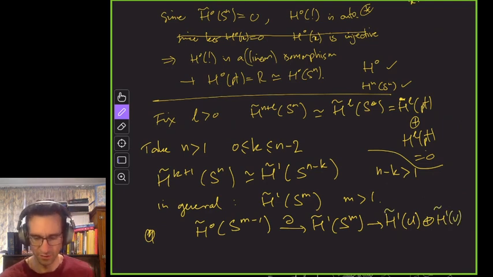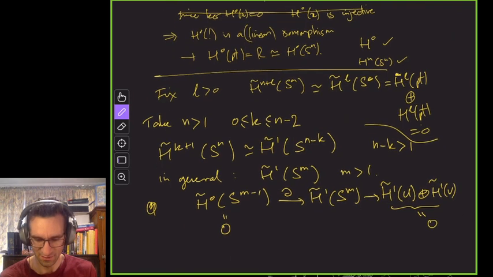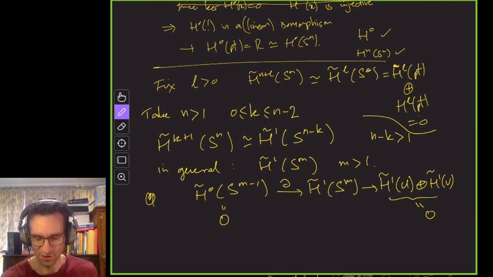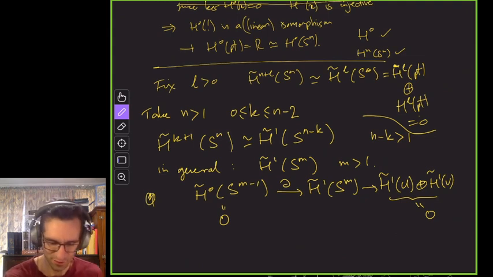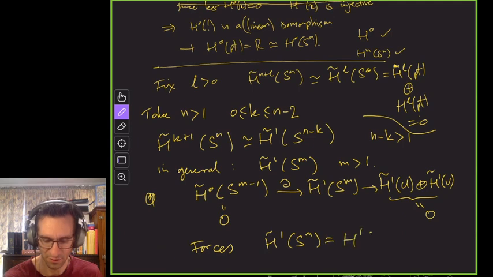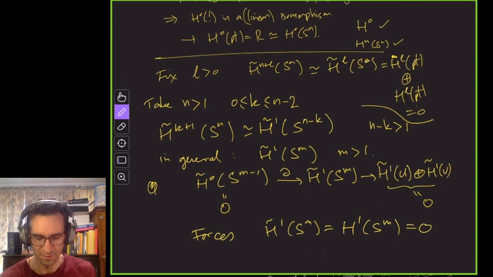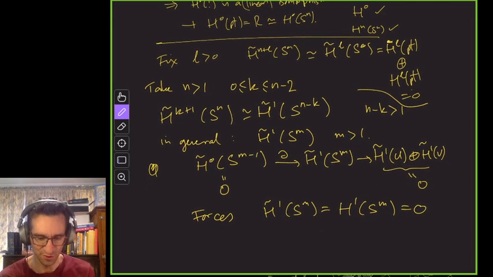Okay, but U and V are both contractible, so this side equals 0. And m is greater than 1, so m minus 1 is greater than 0, but we actually know this one already. H twiddle 0 of a positive dimensional sphere is also 0. And this is exact, so the image of delta is the same as the kernel of the next map, but that's everything, and so this forces H twiddle 1 of Sm, which is the same thing as H1 of Sm, to equal the zero module. And so we have all the cohomology modules of an arbitrary sphere.